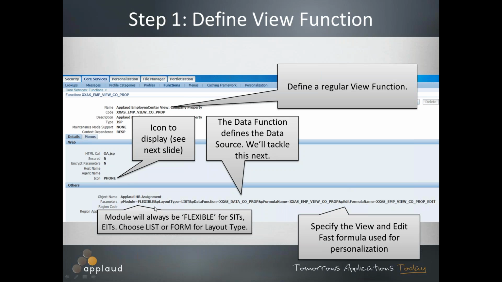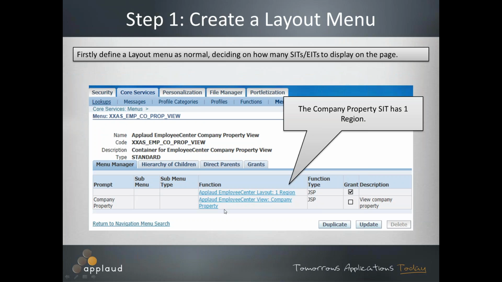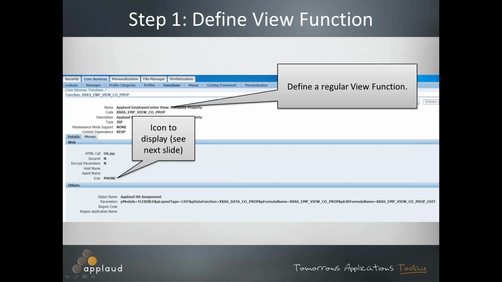You notice at this point we're not talking about the name of the EIT or SIT at all, just setting up a regular function this way, and then we add it to a layout menu, and this would effectively be the page that you will see the EIT or SIT on. Okay, so that's step 1, easy enough.